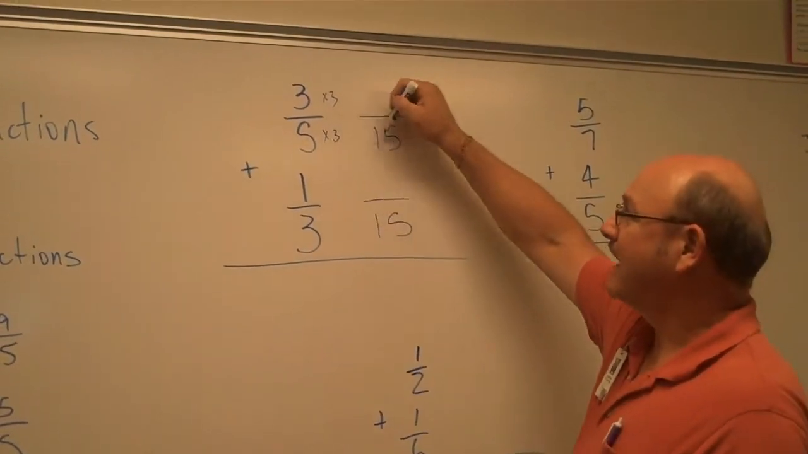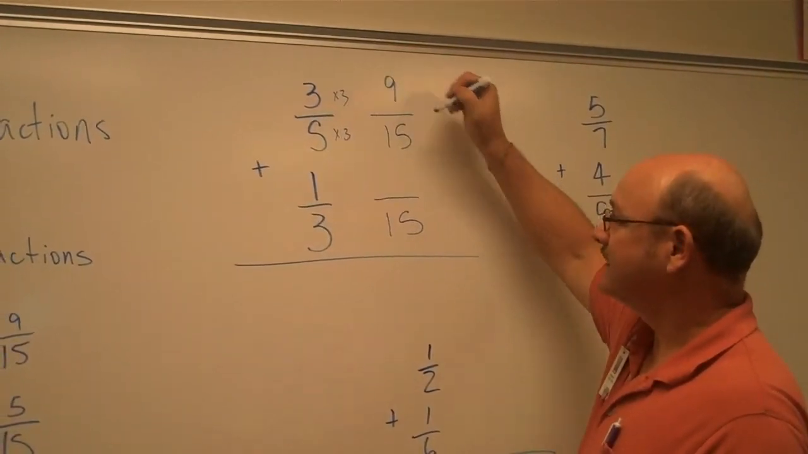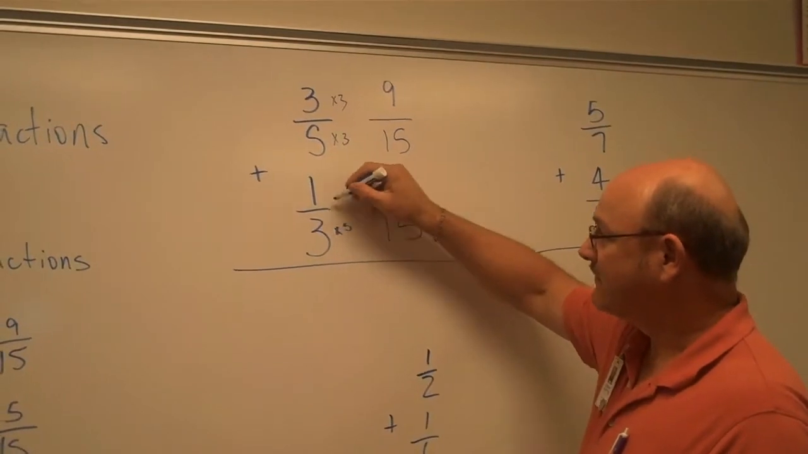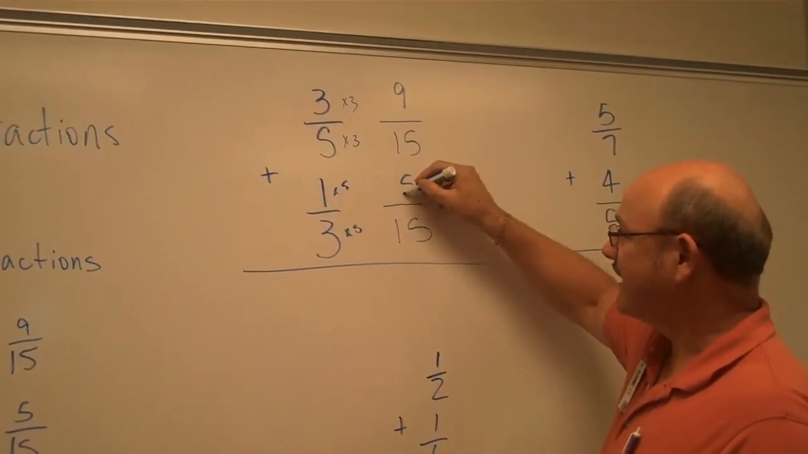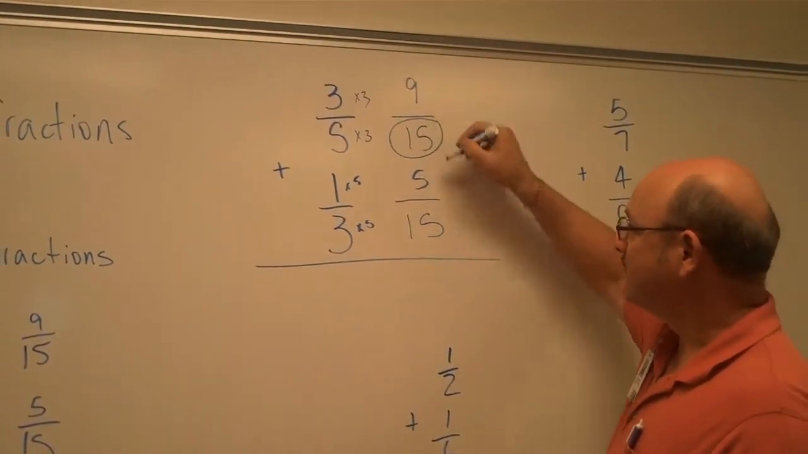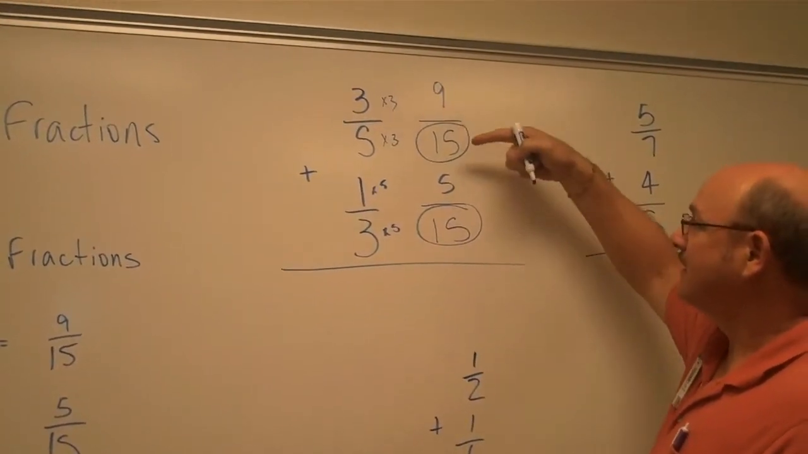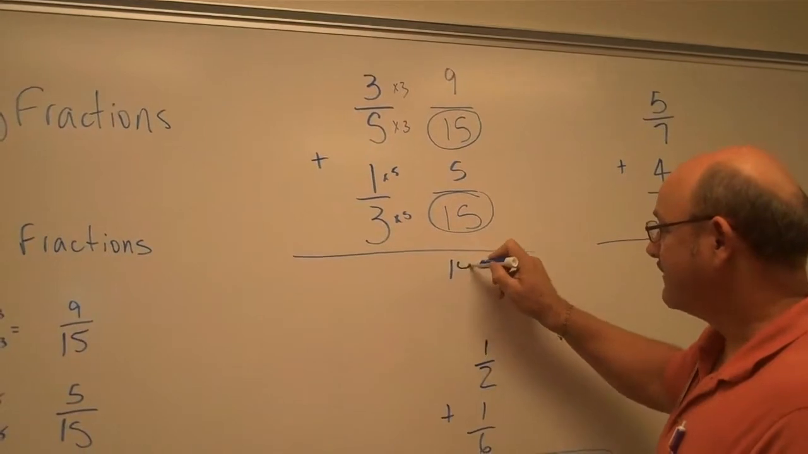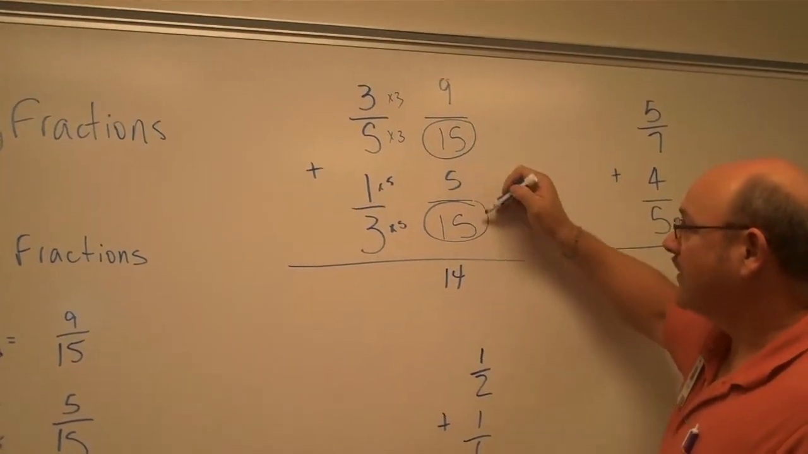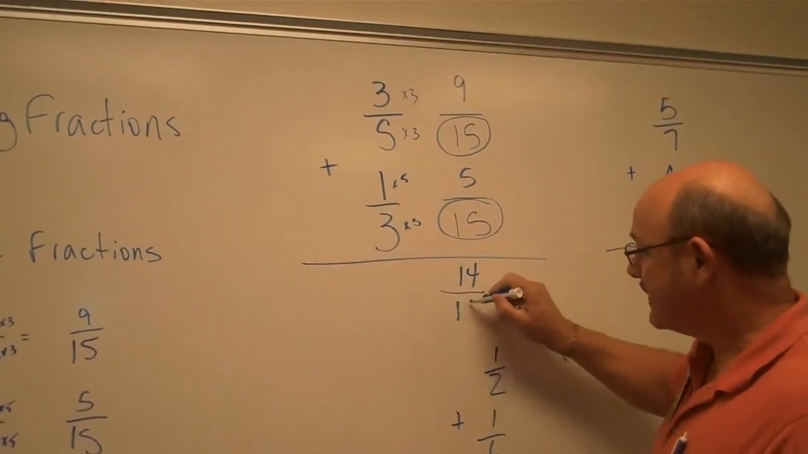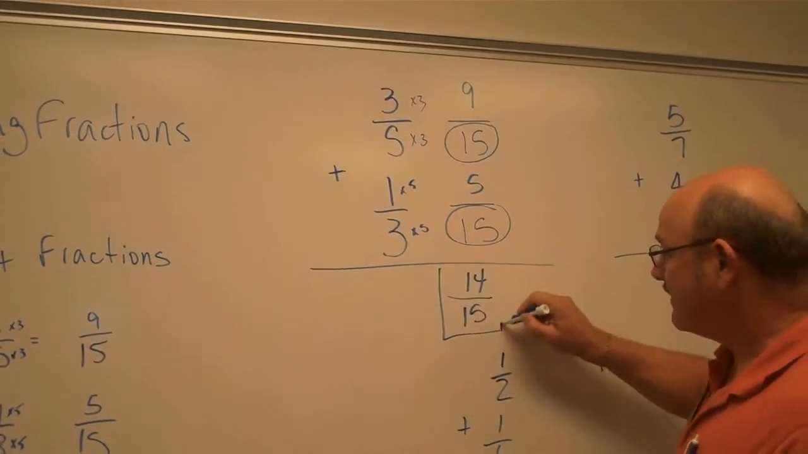So we did 5 times 3 is 15, 3 times 3 is 9. 3 times 5 is 15, 1 times 5 is 5. Now my bottom numbers are the same. I can add. 9 plus 5 is 14. I worked real hard to get these the same, so I'm going to leave them the same. That would be my final answer.